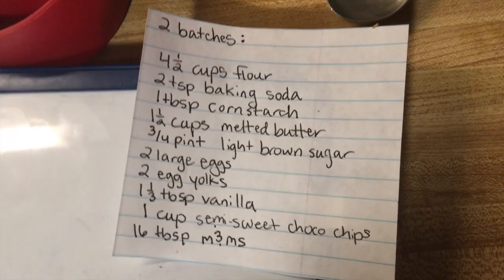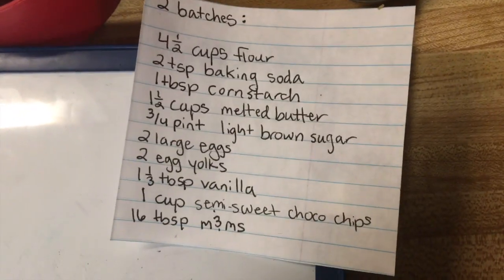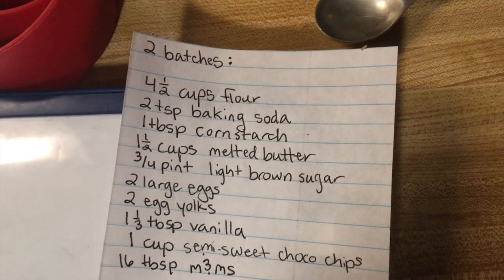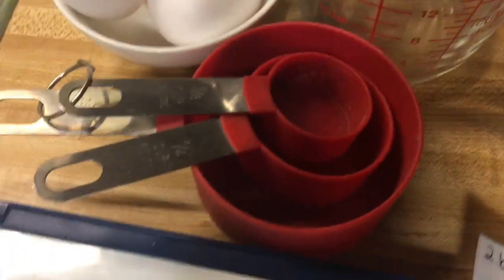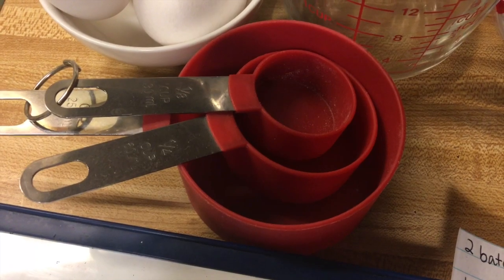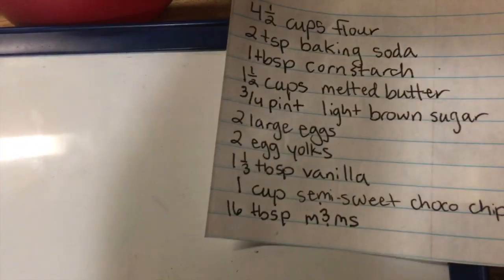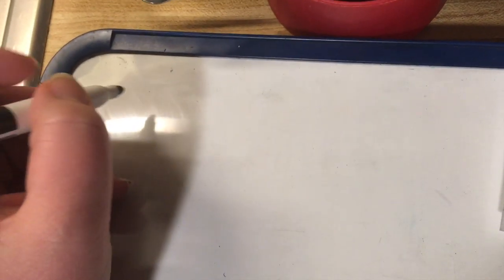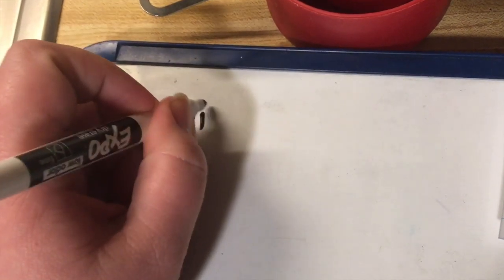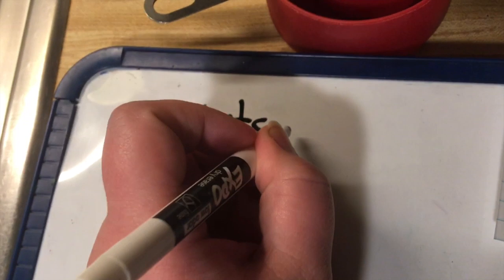So the next thing we need to do is convert 3/4 of a pint into cups, because I don't know about you, but measuring cups use cups. All right, so 3/4 of a pint. We need to first figure out what our conversion is from pints to cups.